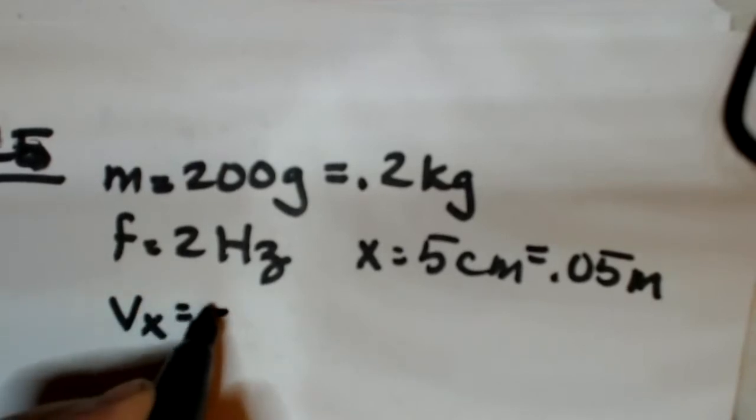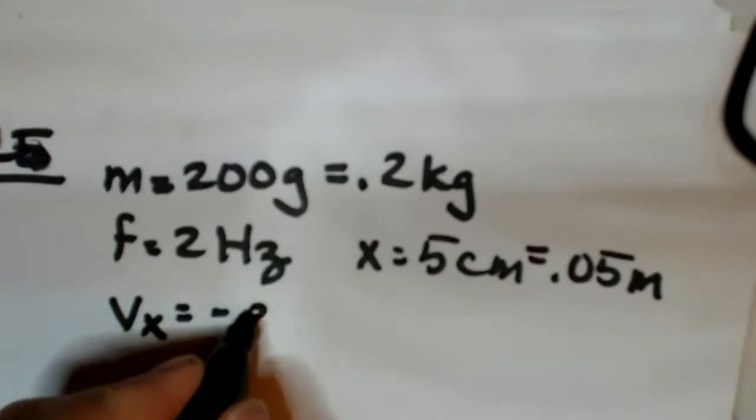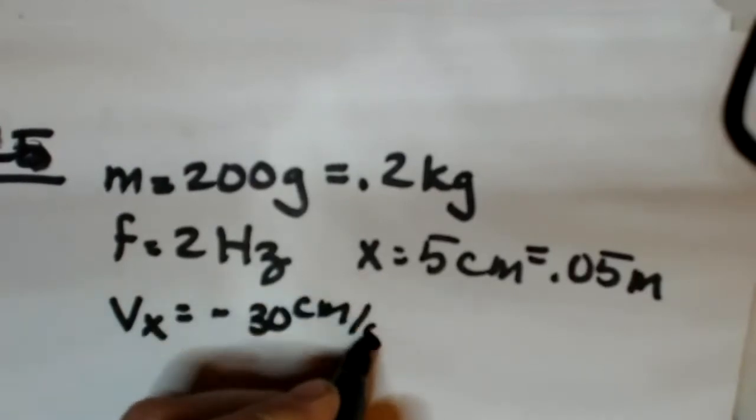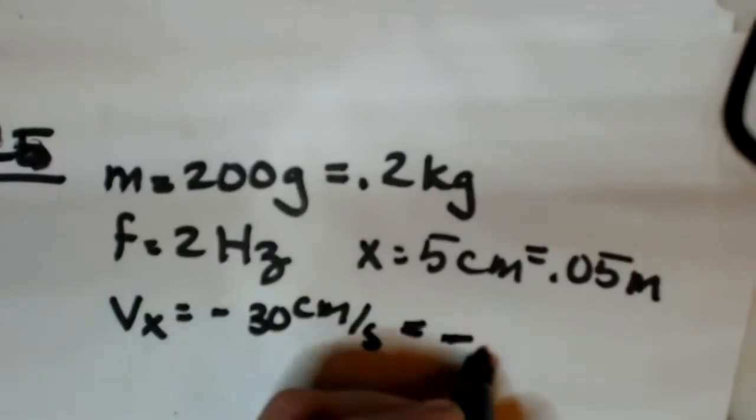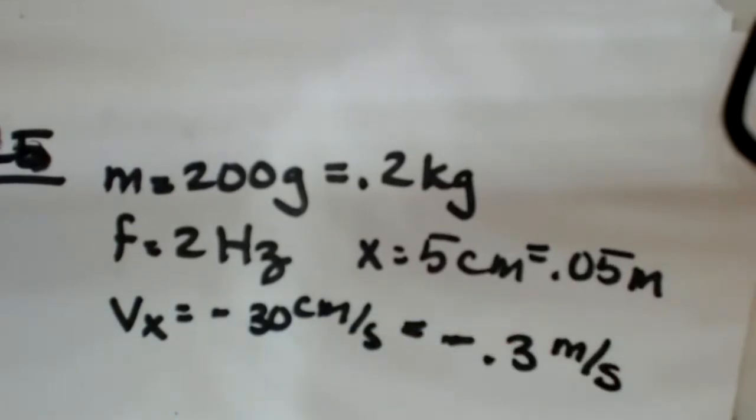So remember, velocity is a vector, so that negative sign just tells you it's moving to the left instead of the right. That's all it tells you. It's 30 centimeters per second. So I'm just going to immediately make that negative 0.3 meters per second and have that already done. Okay, so now I've got all that done. And it tells me to find the period first.